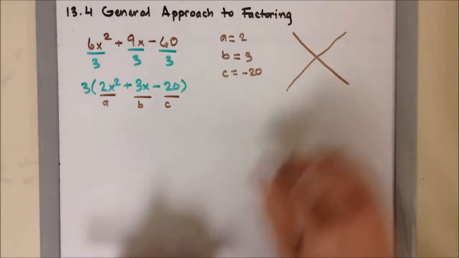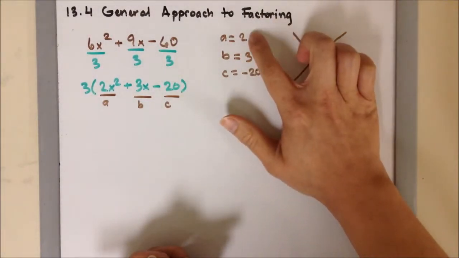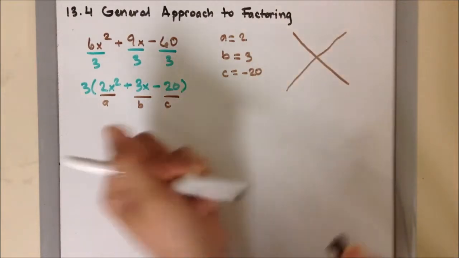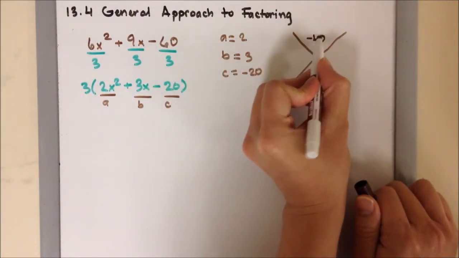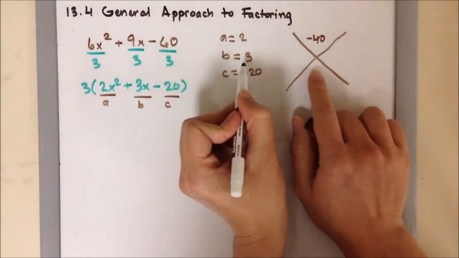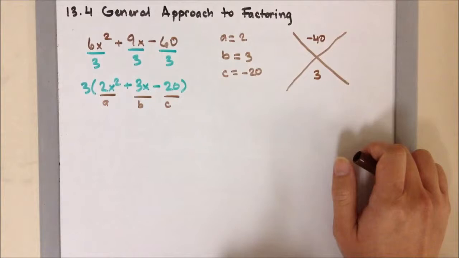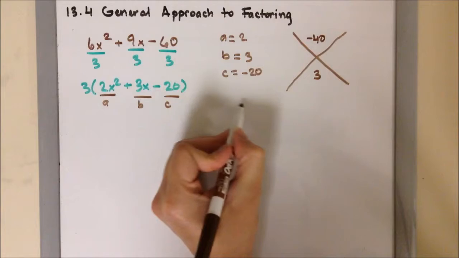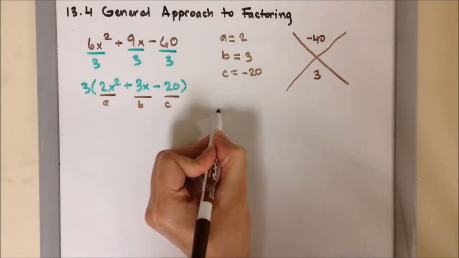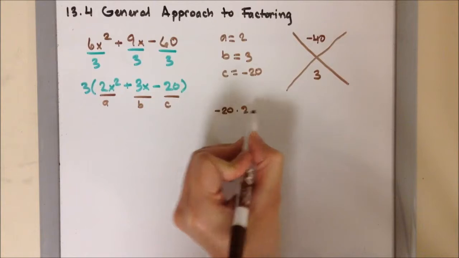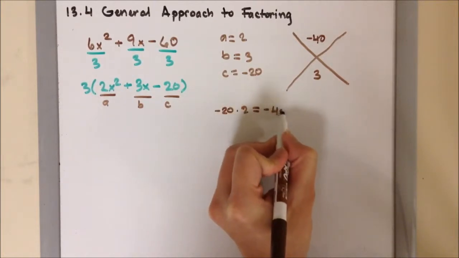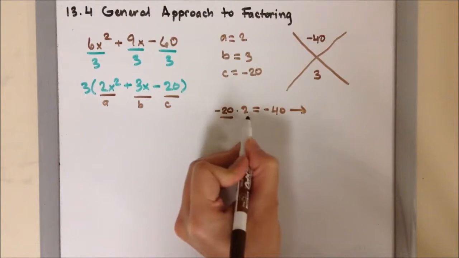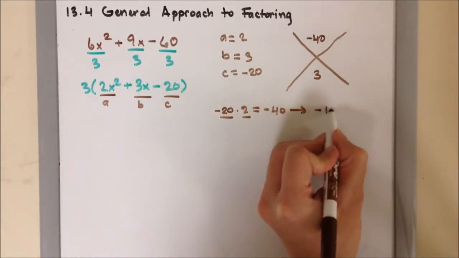Remember, the top is A times C. 2 times negative 20 is negative 40. And then my B value goes at the bottom. It's going to ask you what two numbers multiply into negative 40, but the sum is 3. So you have to think about numbers. I'm going to list it out over here. You could do negative 20 times 2, which is negative 40. But the sum of negative 20 and positive 2 is negative 18. So that won't work.